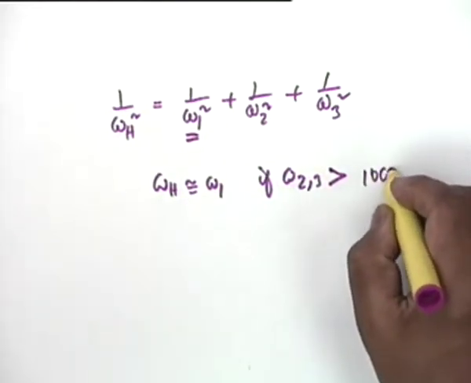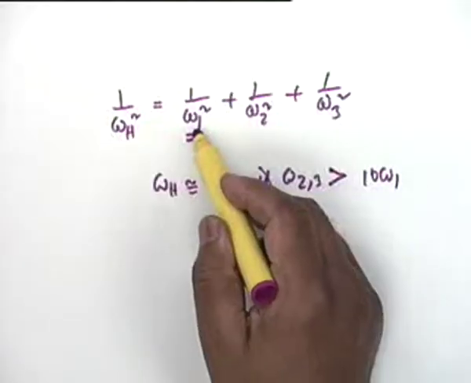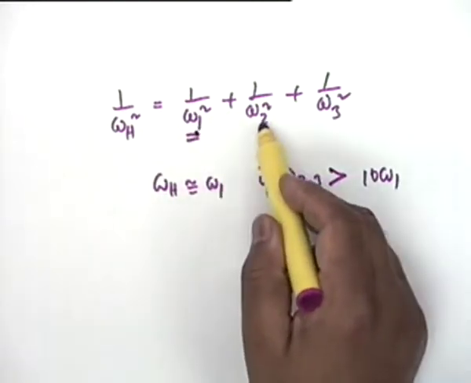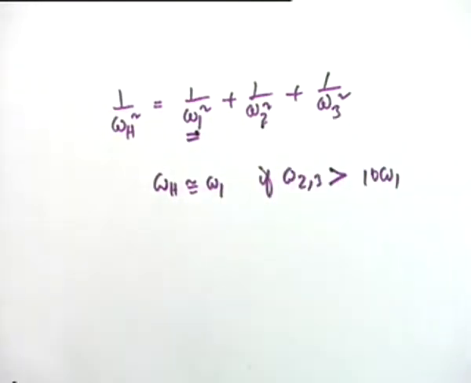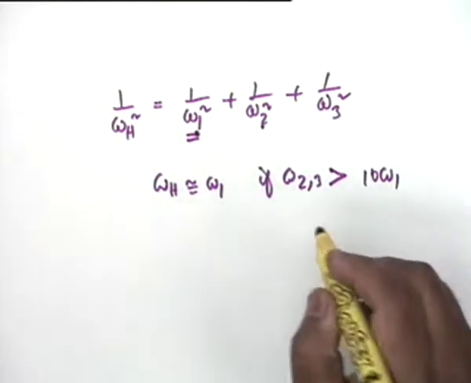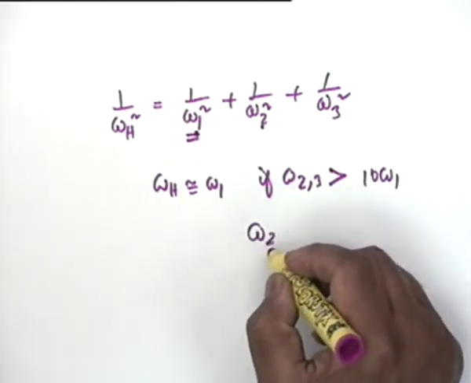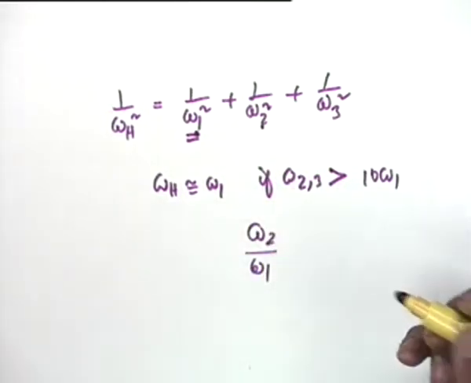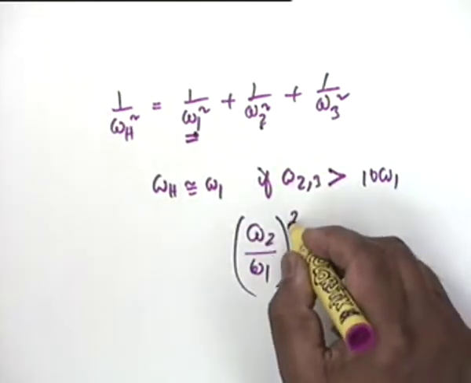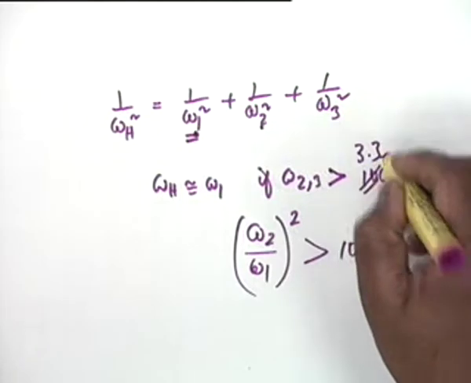10, that's right. Point clear? You see, we are comparing omega 1 squared with omega 2 squared and omega 3 squared. So, omega 1. So we have to neglect omega 2 squared compared to omega 1 squared. That's right. So, omega 2 by omega 1, that squared has to be greater than 10. You are right. 3.3 is okay.